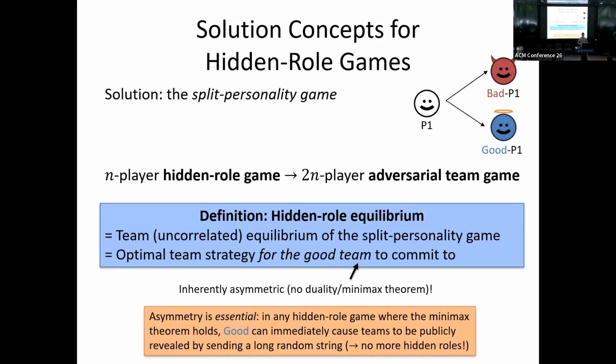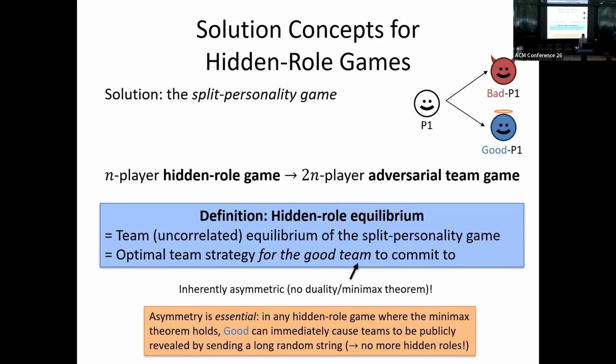In fact, intuitively, if I have a hidden role game where the minimax theorem does hold, that is, if the bad team could commit just as well at first without changing the value of the game, then you can show that essentially the good team can cause the whole team to be revealed by picking a long random string that the bad team will never say and getting all the good players to publicly announce that string. Now all the teams are public, and you've completely ruined the point of having a hidden role game in the first place.